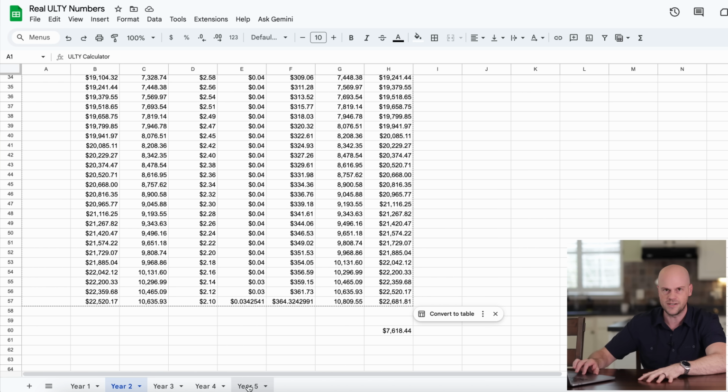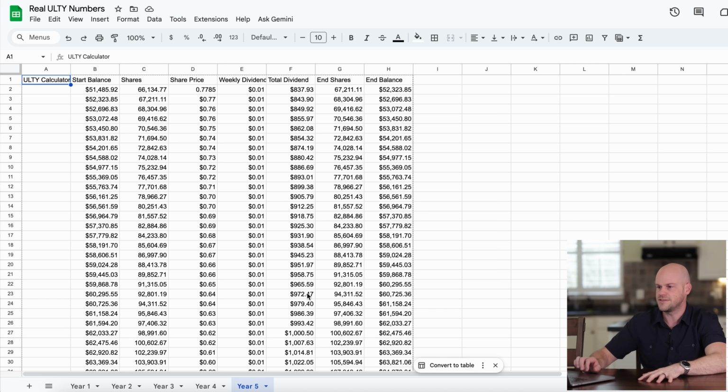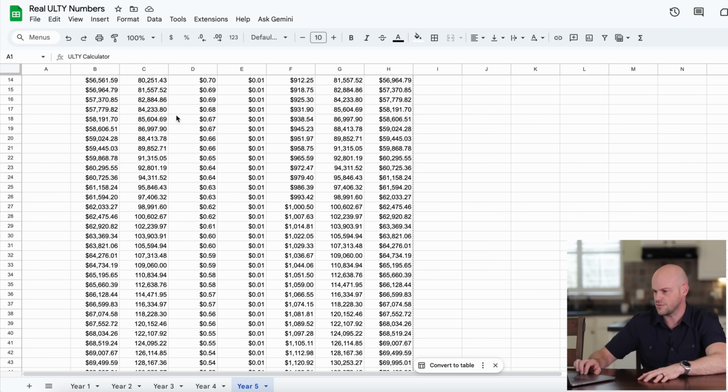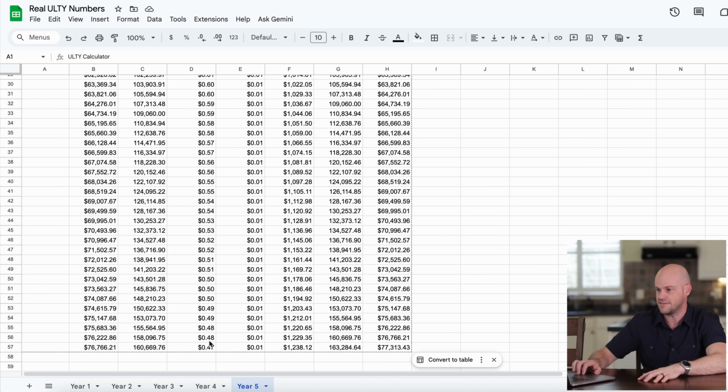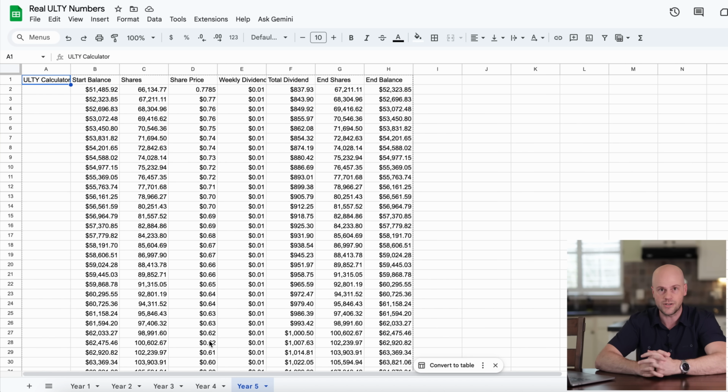We're going to go ahead and skip to year 5. Scroll back up to the top. So the starting balance on year 5 would be $51,485. I'm going to scroll down, and you can see right now the share price goes down to 47 cents per share. Now, obviously, we're going to have at least one reverse split between now and then, maybe several. And I don't think that really matters, and I'll get to that here in a little bit.